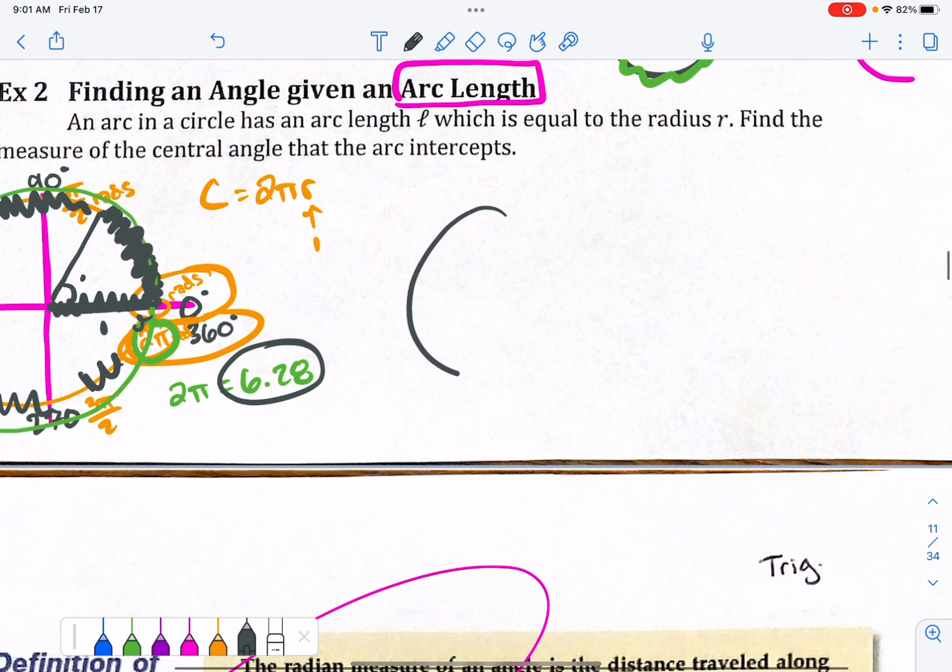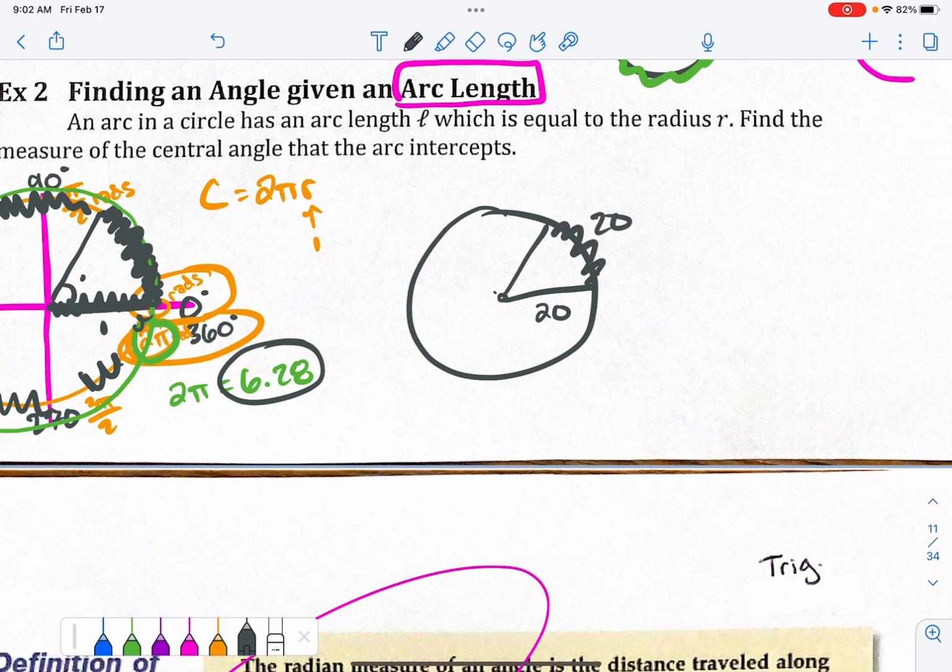So even if the radius of my circle was, let's say, 20, right? From here to here would be 20. From here to here would be 20. From here to here would be 20. Here to here would be 20, here to here would be 20.